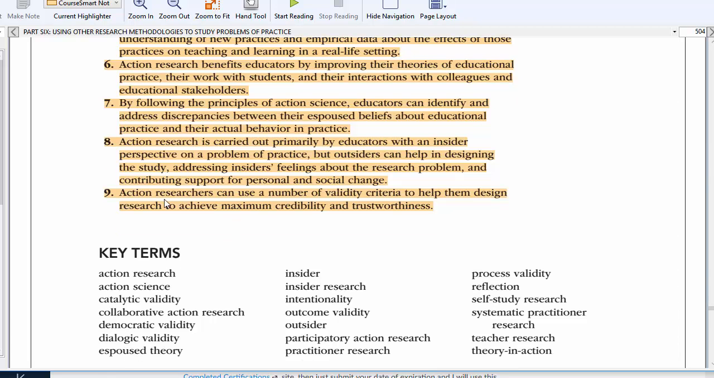Action researchers can use a number of validity criteria to help them design research to achieve maximum credibility and trustworthiness. And this goes back to having some real evidence, not someone's opinion, not something like, well, we increased our stats, we increased our percentage by this. And yes, it's an increase, but is it statistically significant? It just adds that step-by-step credibility to what it is that you're trying to say with some actual evidence.